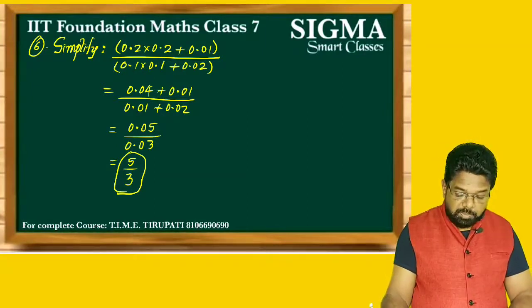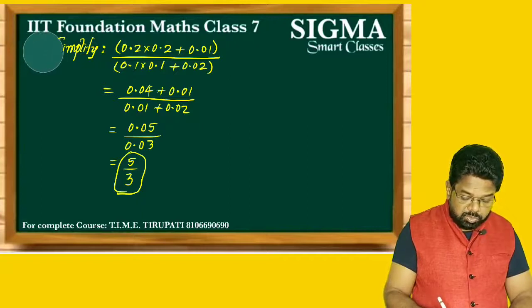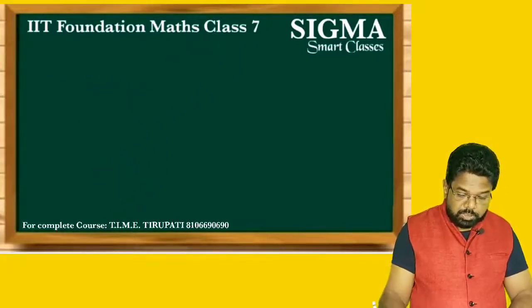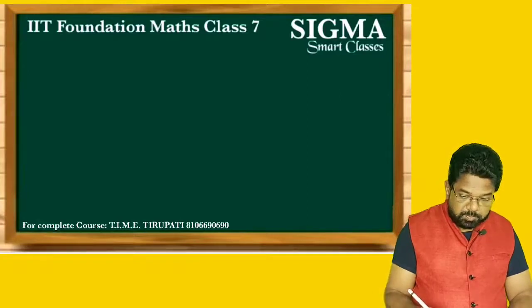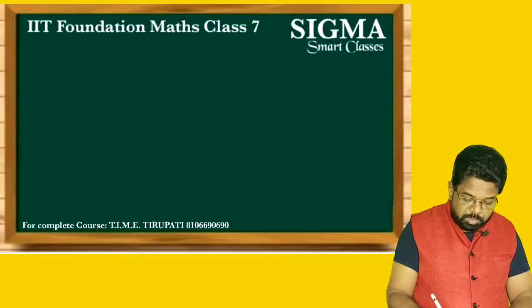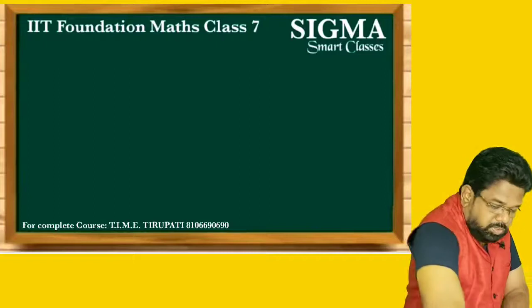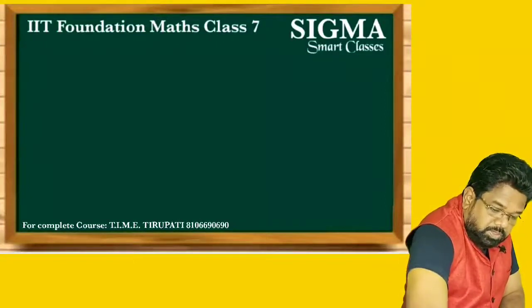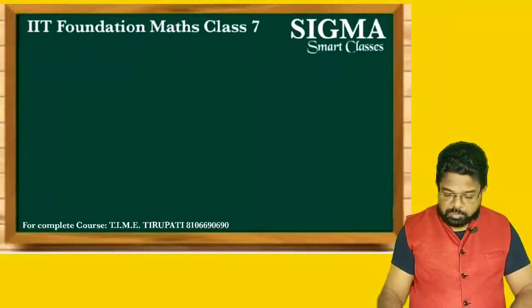Okay, so that is the simplification part. Now the last question in this class. What is the question number? 1, 2, 3, 4, 5, 6, 7. Question number 7.